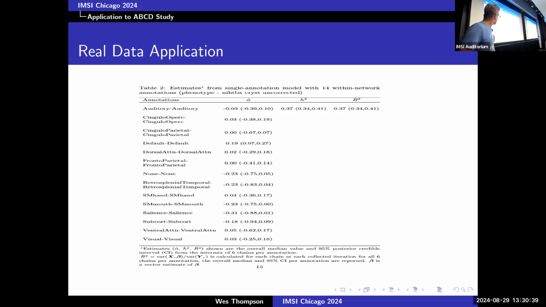If you look at the annotations and the alphas, the alphas are in the first column. The only one that came out with a posterior credible interval that didn't cover 0 was default. And so this says that edges in the default mode network are enriched for associations above the general background edge strength in the data set.